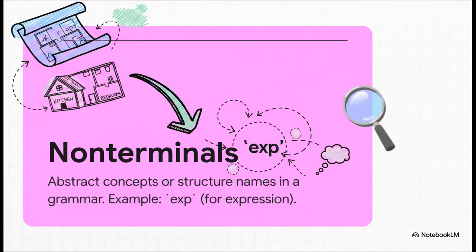Okay, first up, we have things called non-terminals. These are the big abstract ideas. In our blueprint analogy, these are like the names for the different spaces in the house. Living room, kitchen. They aren't physical things, they're concepts. Here, exp is our non-terminal, and it just represents the general idea of an expression.